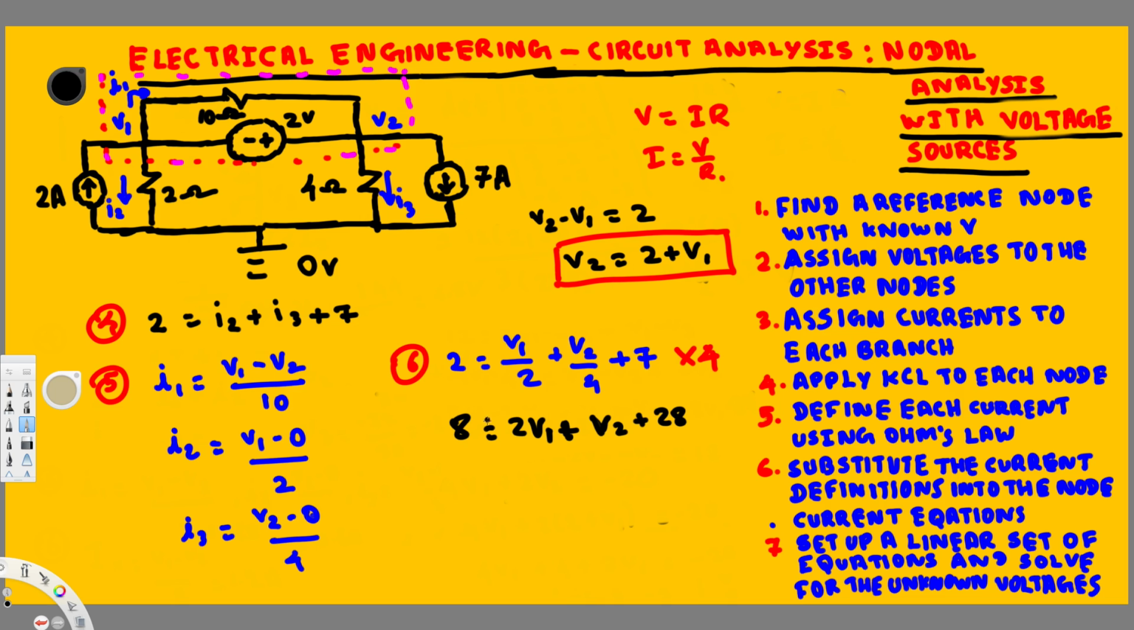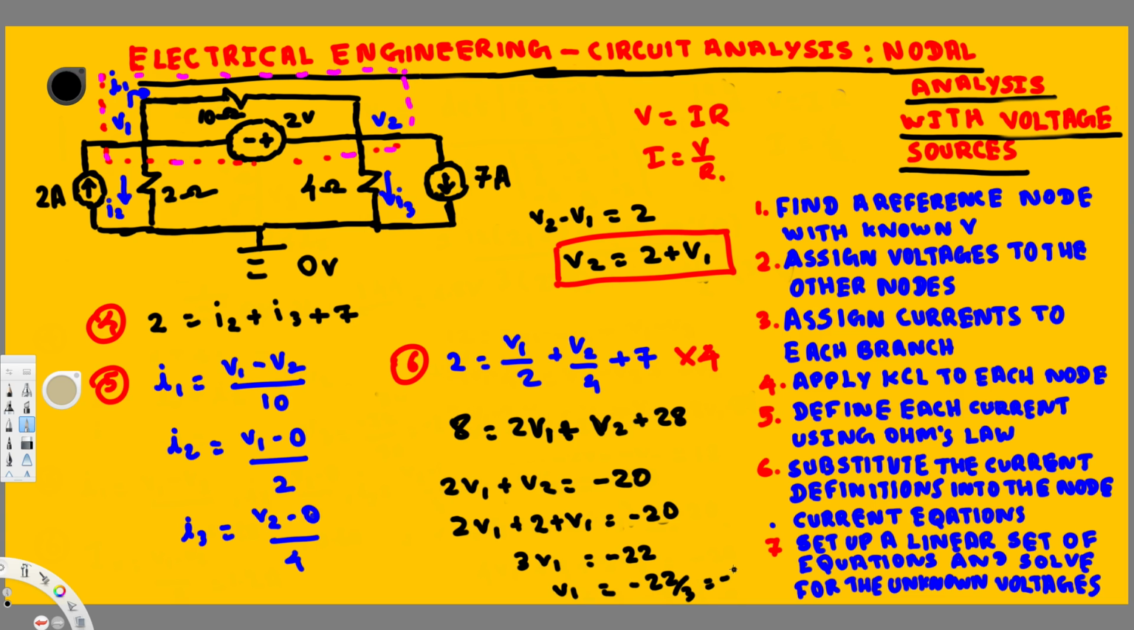So again we are going to move the number to the other side. This is going to be 2v1 plus v2 equivalent to minus 20, and now we are going to plug in this 2 plus v1 instead of this v2. So this is going to be 2v1 plus 2 plus v1, equal to minus 20, and here we are going to have 3v1, and if I move this 2 to the other side, that's going to give us minus 22. Therefore v1 is going to be equivalent to minus 22 over 3, that's going to give us minus 7.333 volts.